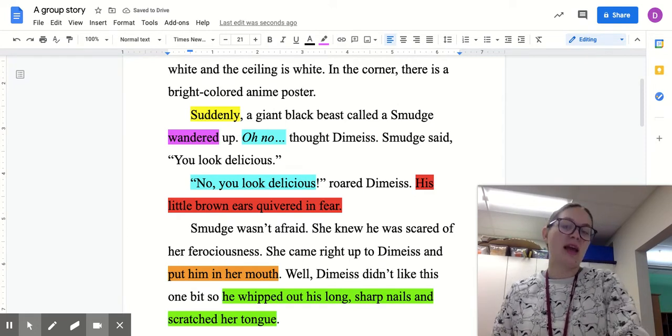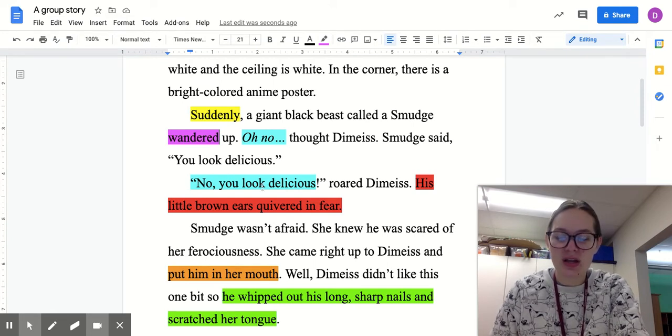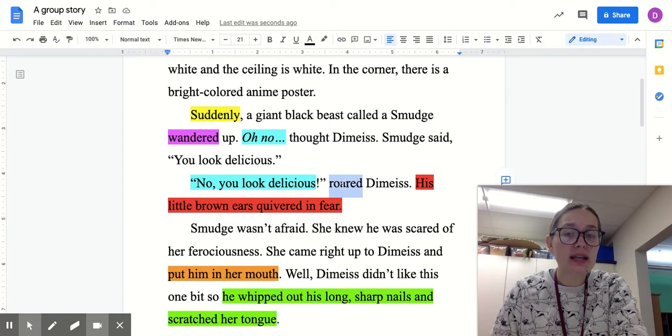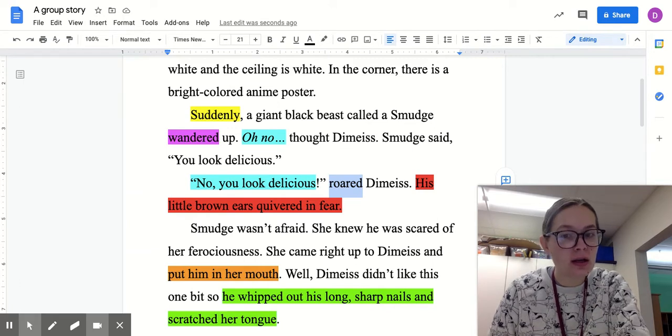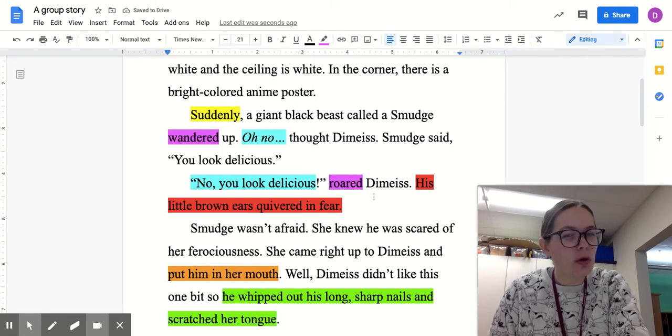Ooh. And then we have, oh no, thought Dimus. Smudge said, you look delicious. No, you look delicious, roared Dimus. Roared is a verb because that's describing how Dimus is speaking, what he's doing. He's roaring. I'm going to highlight it pink because I don't love that he's roaring. I think it's a little strange that Dimus would be roaring at Smudge because Dimus is scared of Smudge.